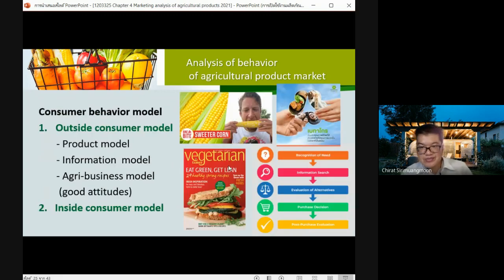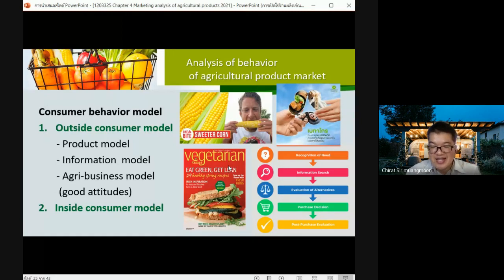Okay. Then the consumer behavior model. There are two main types: the outside consumer model and the inside consumer model. Outside means outside of our body. For outside, you have three sub models. The first one is the product model. In the product model, the purchase decision happens when the consumer is concerned about the quality or characteristics of the product. Like in this case, they are concerned about sweet corn. So it should look good, taste sweet and be safe. So this is the product model.